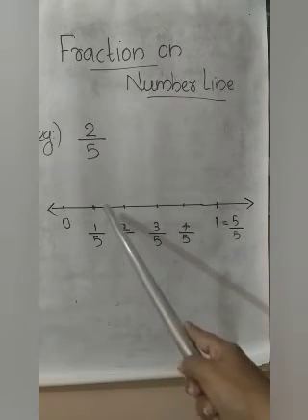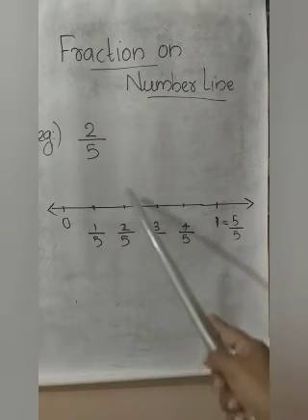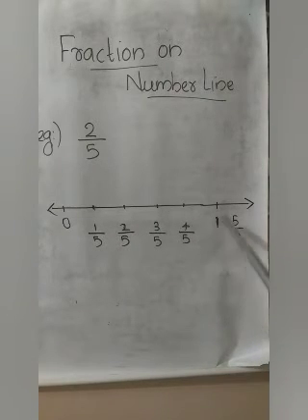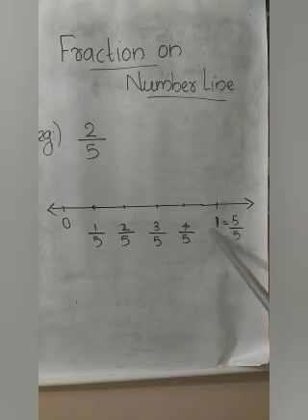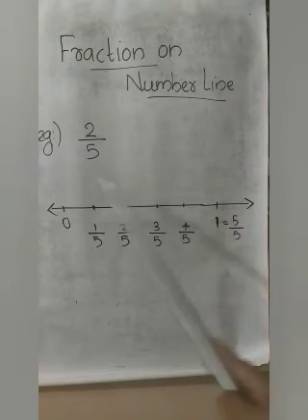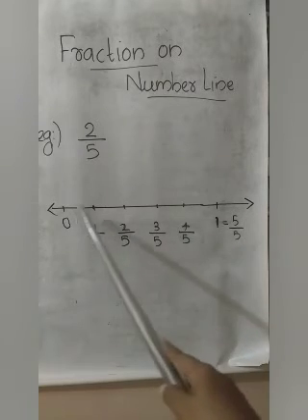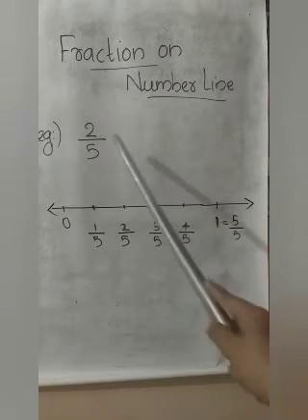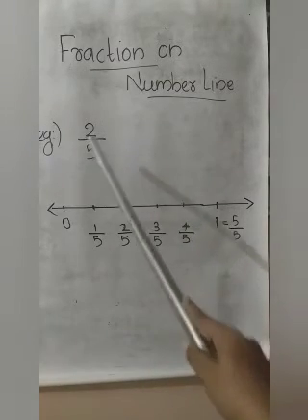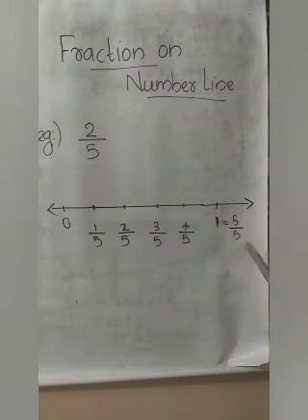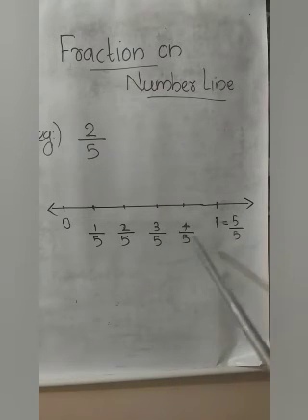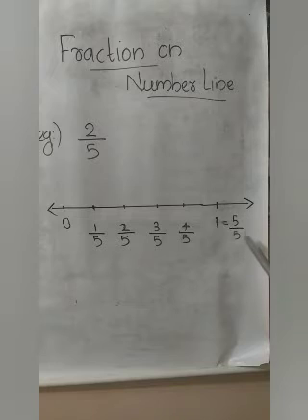What is the first part? The first part will be 1 by 5. The second part will be 2 by 5, 3 by 5, 4 by 5. And the unit 1, you know the whole is what? 5 by 5. So what we did: the distance 1 unit, 0 to 1, we divided into 5 parts. Why did we divide into 5 parts? Because here the fraction is 2 by 5. So we divided into 5 parts, then each part will be what? 1 by 5, 2 by 5, 3 by 5, 4 by 5 and last 5 by 5, that is 1 itself.